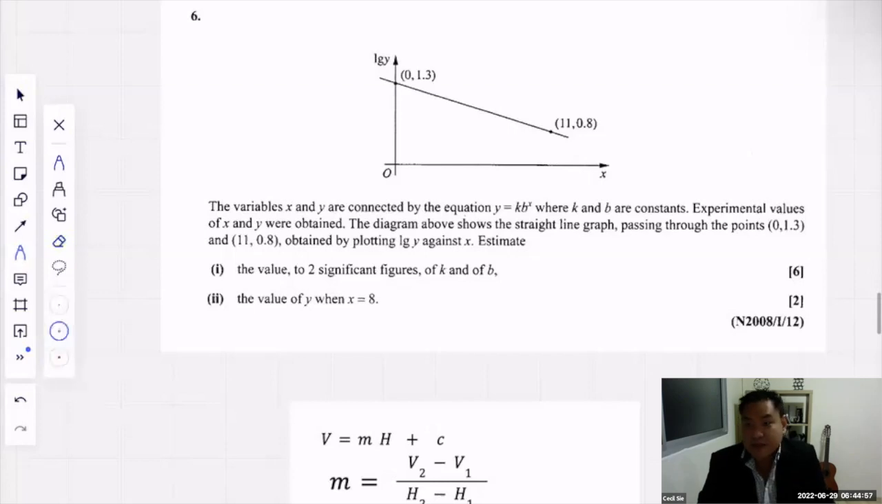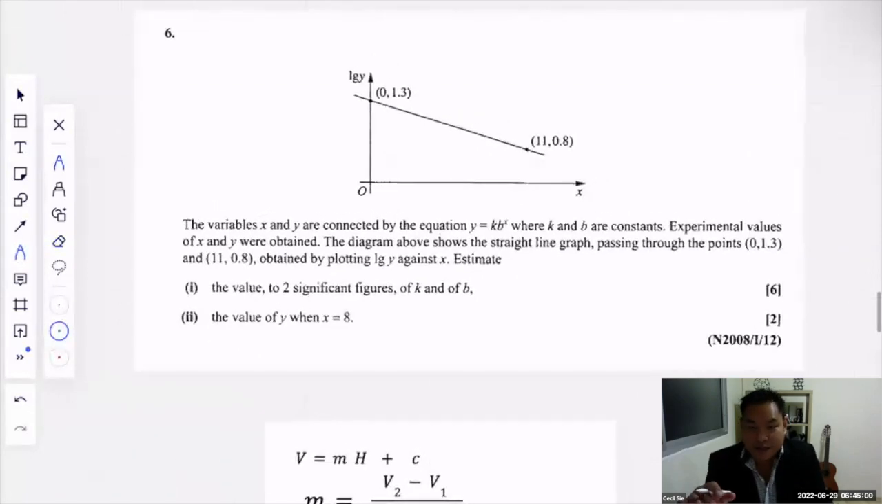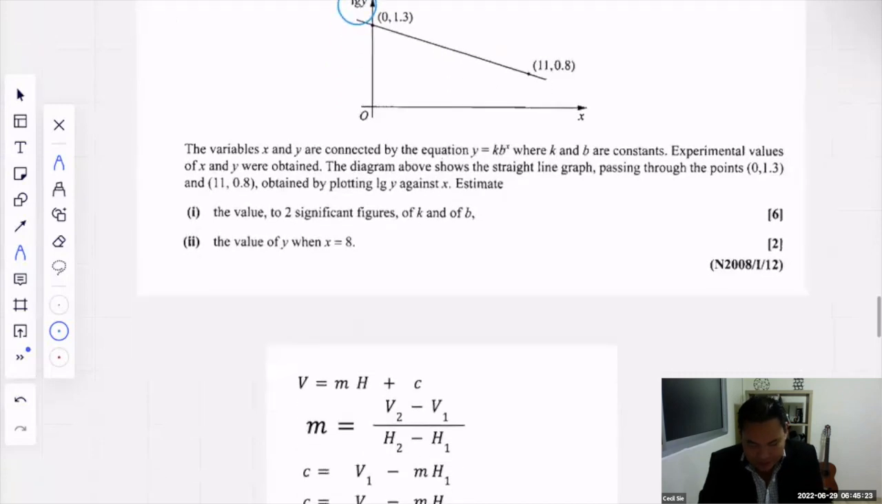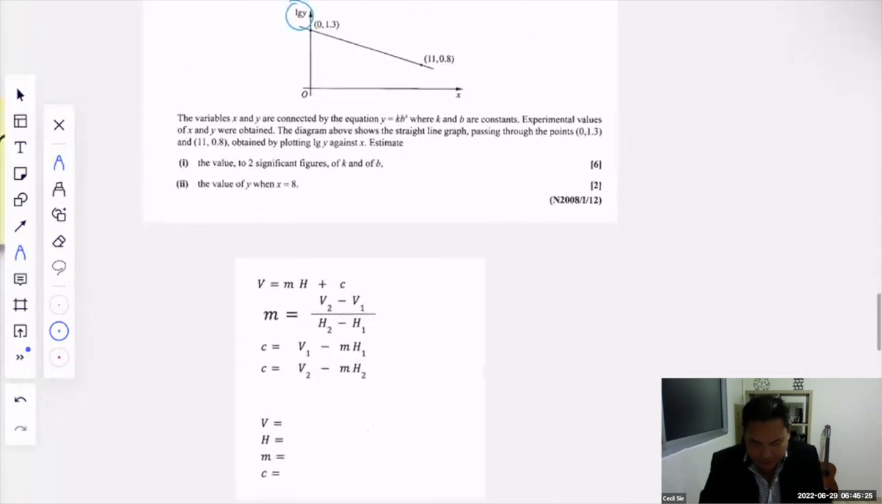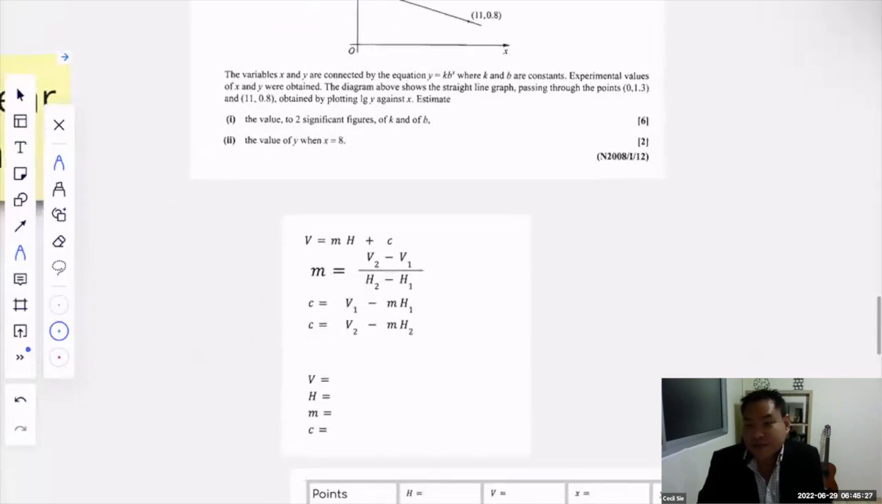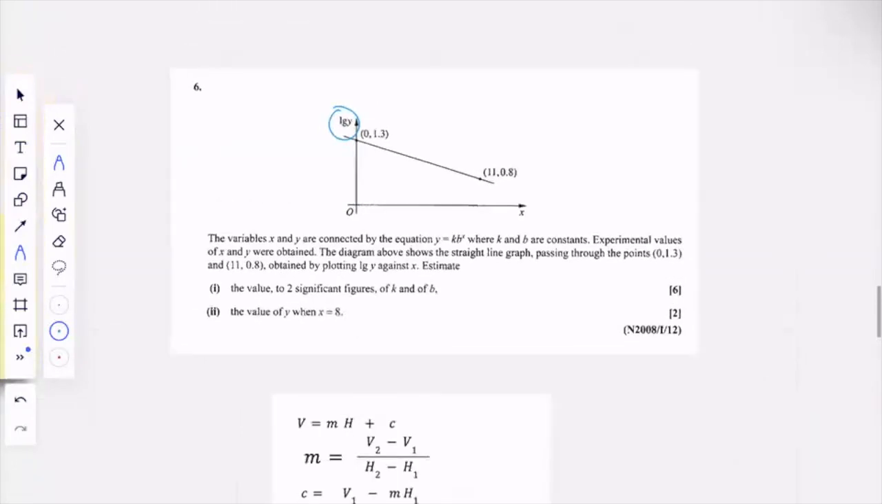This is a question about straight line graph. You see there is x and y axis, and you notice the y axis is not y. The vertical axis is not y, it is log y. This type of question is called linear law question. And I have a simple pattern to solve this type of question. So let's start with this.